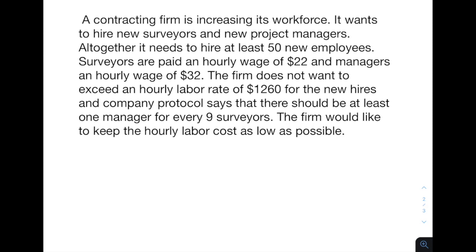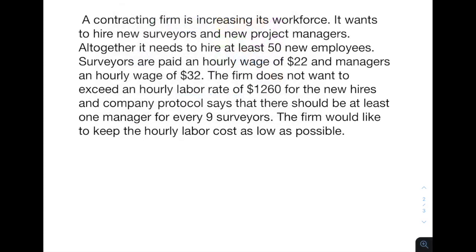Surveyors are paid an hourly wage of $22 and managers an hourly wage of $32. The firm does not want to exceed an hourly labor rate of $1,260 for the new hires, and company protocol says that there should be at least one manager for every 9 surveyors. The firm would like to keep the hourly cost as low as possible.